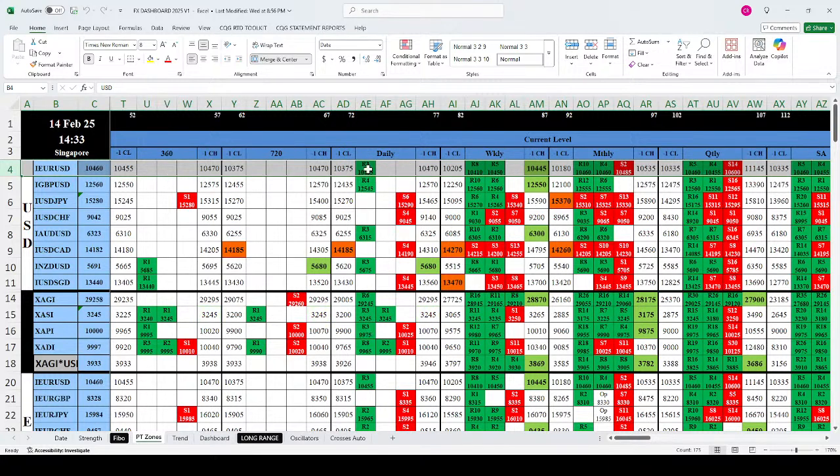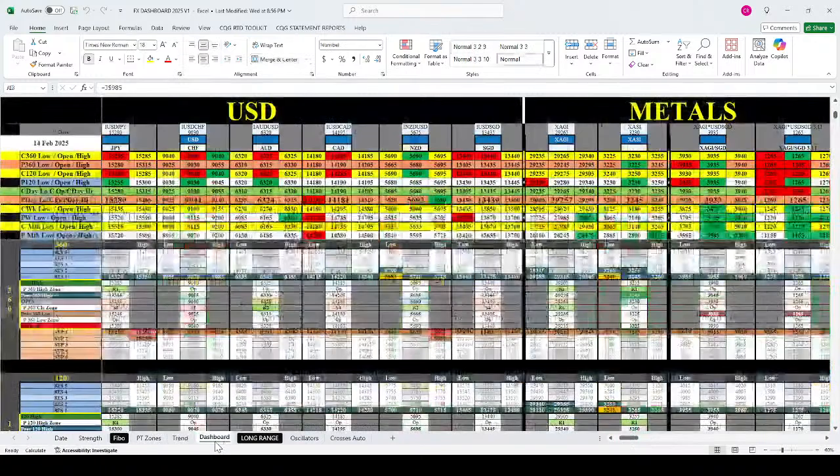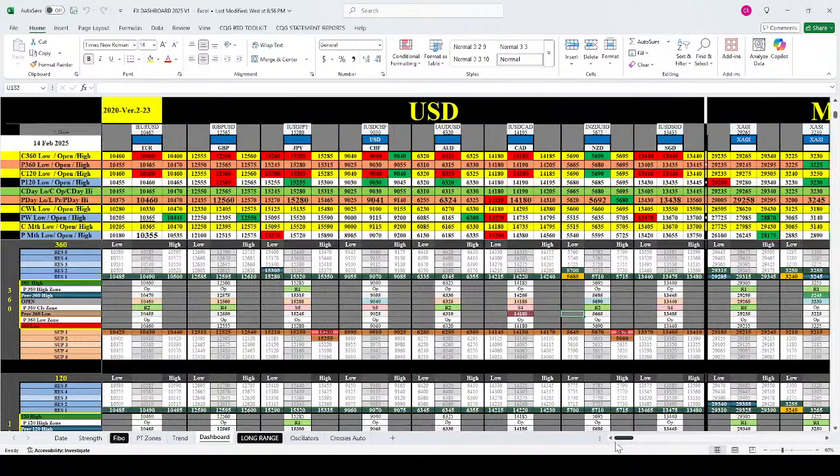So we have to take note that this euro dollar right now is flat. Daily is showing up on the PT zones, and we have a strong resistance at SR1 on the main, anywhere before 105.35. So that's the thing we have to take note of. We got to see whether the price is turning before 105.35.